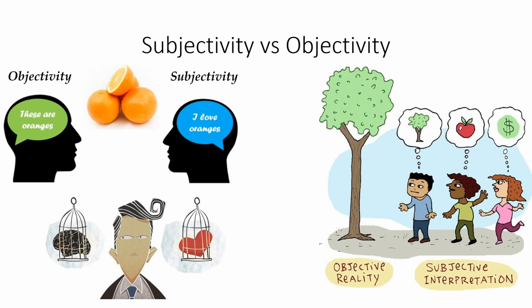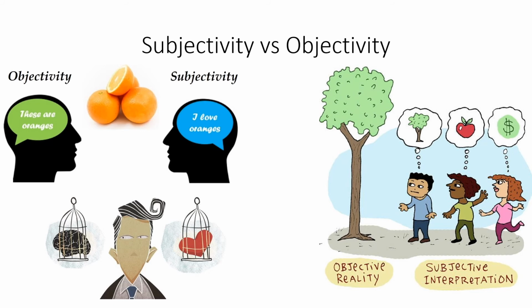Subjectivity versus objectivity. Our subjectivity relies heavily on our own life experience. Our family, our race, religion, culture, and language all influence how we see the world. In order to be objective, we must collect information or facts about a topic. Let's look at the picture with the oranges.